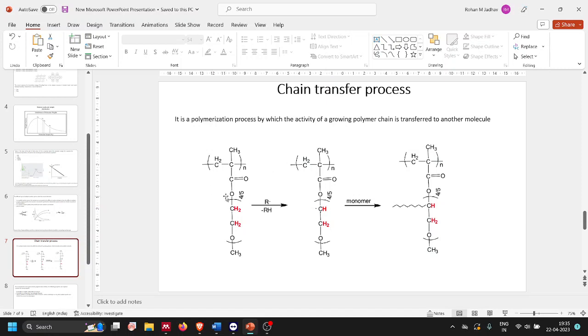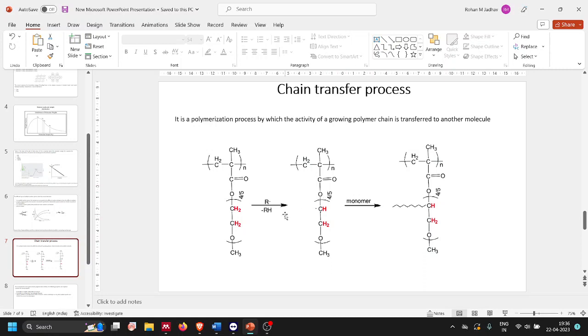Next type would be the transfer to monomer. So if we have a monomer, the growth of the initial polymer will halt and pass that activity onto that monomer. So the growing polymer chain abstracts an atom from the unreacted monomer existing in the reaction medium and then gives its activity onto the monomer. This usually determines the molecular weight achieved by the monomer. So as I said earlier, as the activity moves on to the next monomer, that will determine its weight, and you can define the average molecular weight based on this.